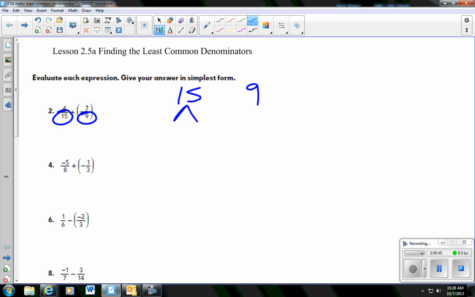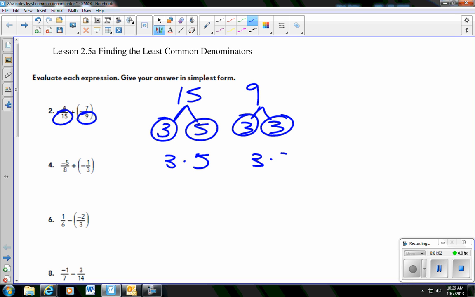First way is you can use your factor tree method. Break it all the way down to prime numbers. 15 would break down to 3 times 5. 3 is prime and 5 is prime. 9 breaks down to 3 times 3. 3 is prime and 3 is prime, so 3 times 3.